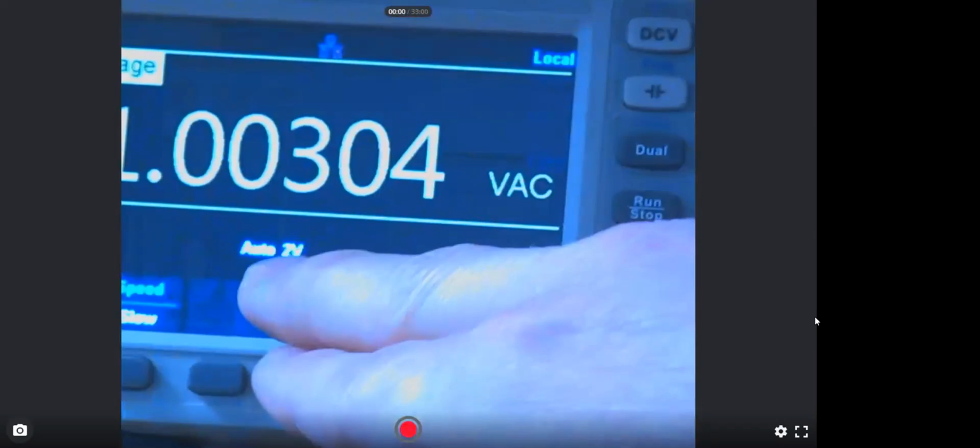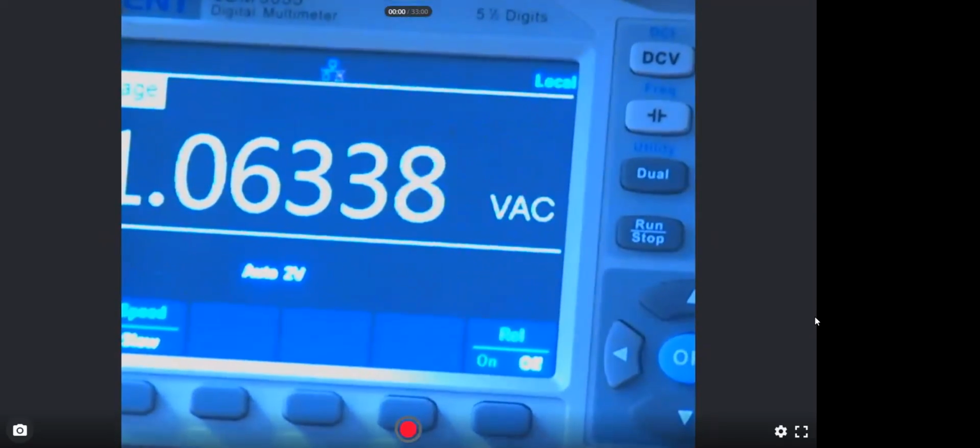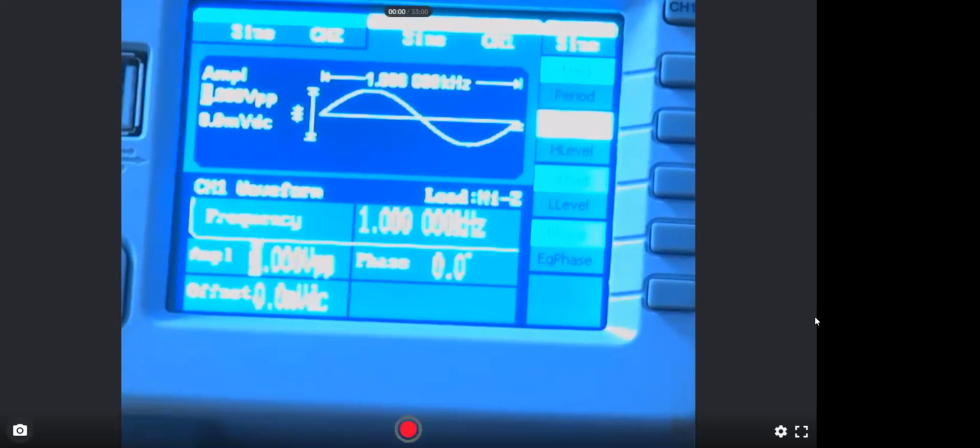Right now, my meter is saying 1.003 volts. And the first thing I did was get to, I think it was 3 volts peak to peak. I'll go back to that so you can see what I'm doing. Okay, so I'm at 3 volts peak to peak. Now I'm reading 1.06 volts AC. Now I need to fine tune this to get closer to exactly 1 volt AC.